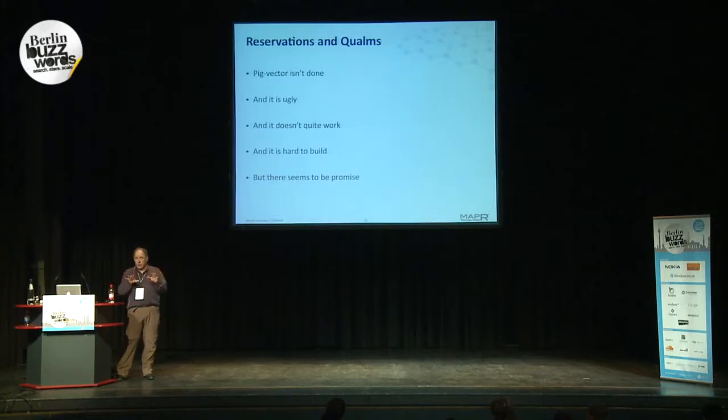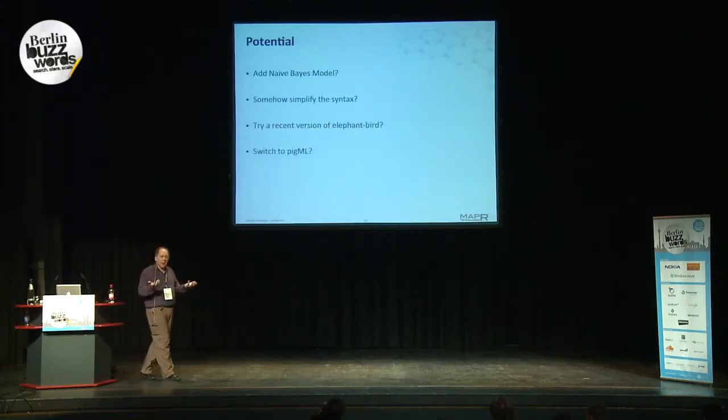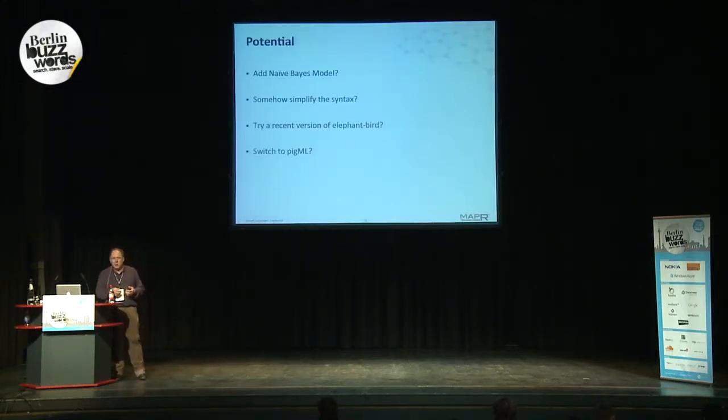Other than that, it's really good, and seems to have some promise, but all it has is promise, as far as I can tell. Some thoughts about it. We might want to add naive Bayes, especially with Robin's latest work, that naive Bayes package is getting very usable and very nice. Maybe we should simplify the syntax, have a configuration file instead of the big monster string.